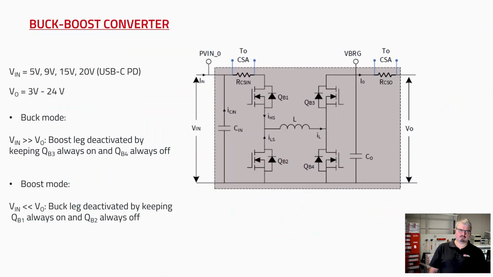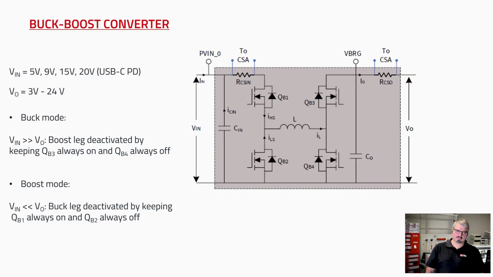So at first, the buck boost converter. You have your input voltage, which comes directly from the USB-C, which could be, for example, 5 volts or 9 volts, 15 or 20 volts. And at the output, you transfer this voltage to 3 volts up to 24 volts. If you are in the buck mode, which means that the input voltage is higher than the output voltage, then the boost leg is deactivated by keeping Q3 always on and Q4 always off.